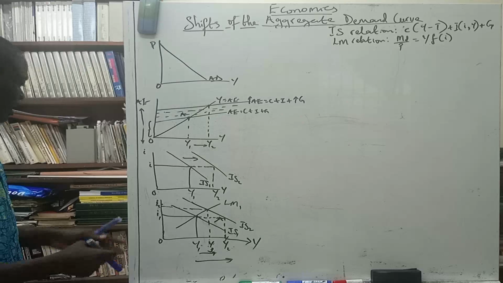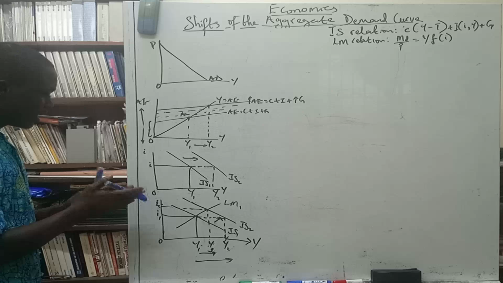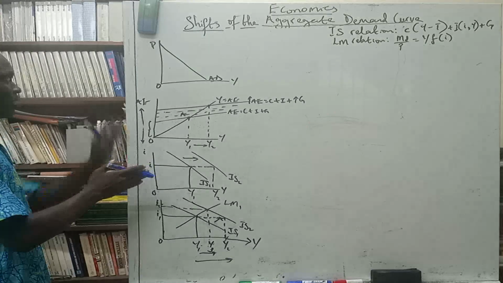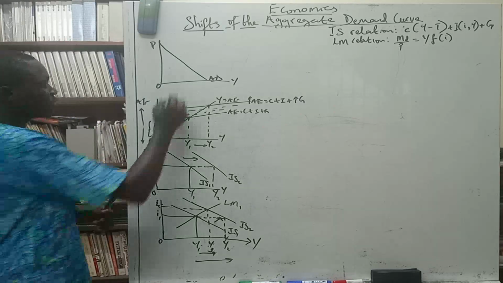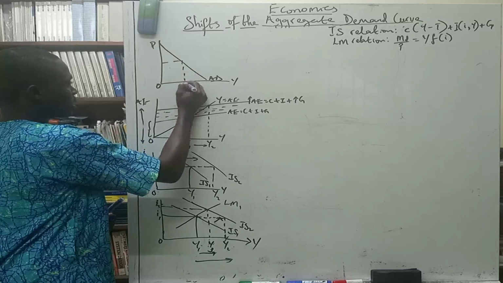So now, if you look at it, an increase in government spending, that is an expansionary fiscal policy, is raising interest rates and it is increasing output. Now let us come back to the aggregate demand curve. So if you look at it, here was the Y, here was the Y1 as taken from the goods and money market.